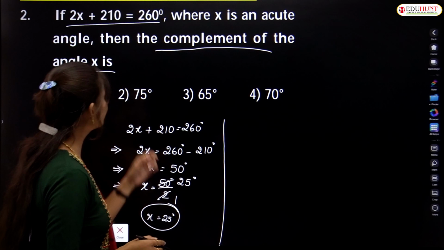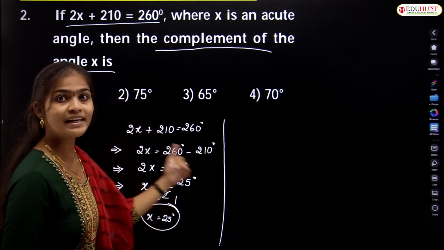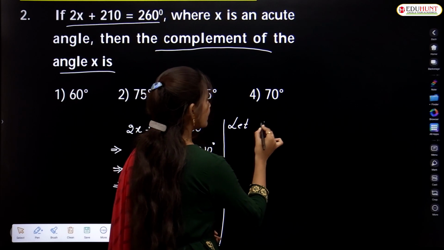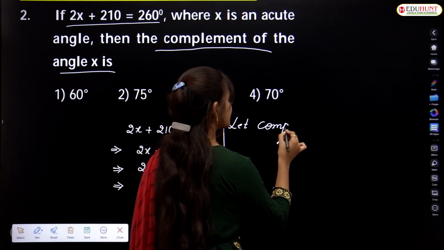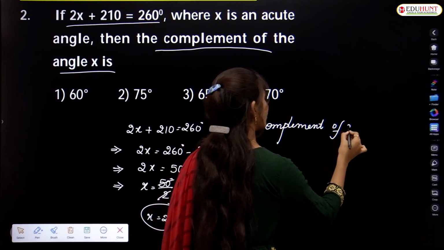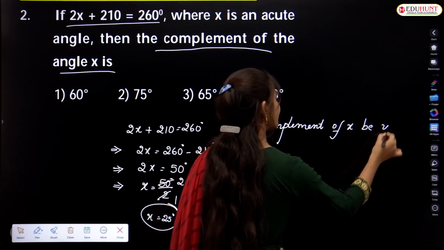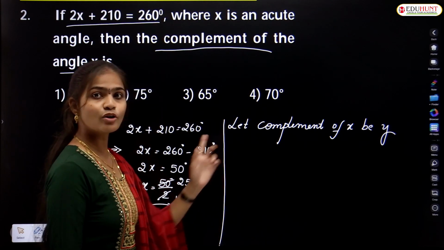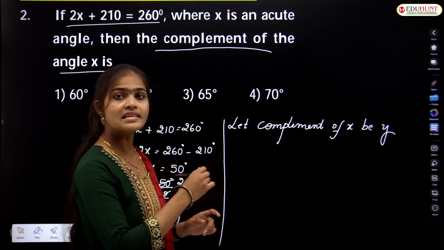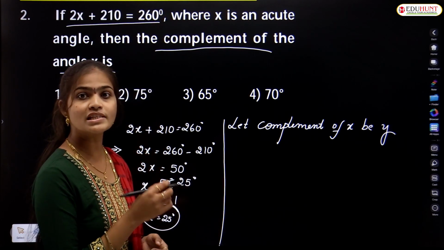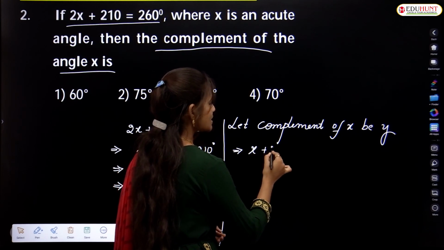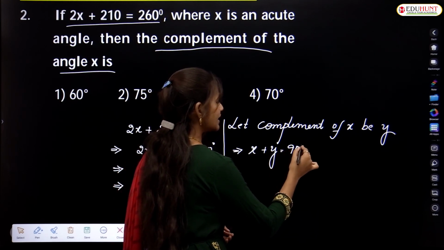Now what they are asking, we need to find the complement of x. Just like the previous one, let the complement of x be some y. Here I have taken y as the complement of x. So what is the condition for complementary angles? The sum of those two angles should be equal to 90 degrees. So we know that x plus y is equal to 90 degrees.